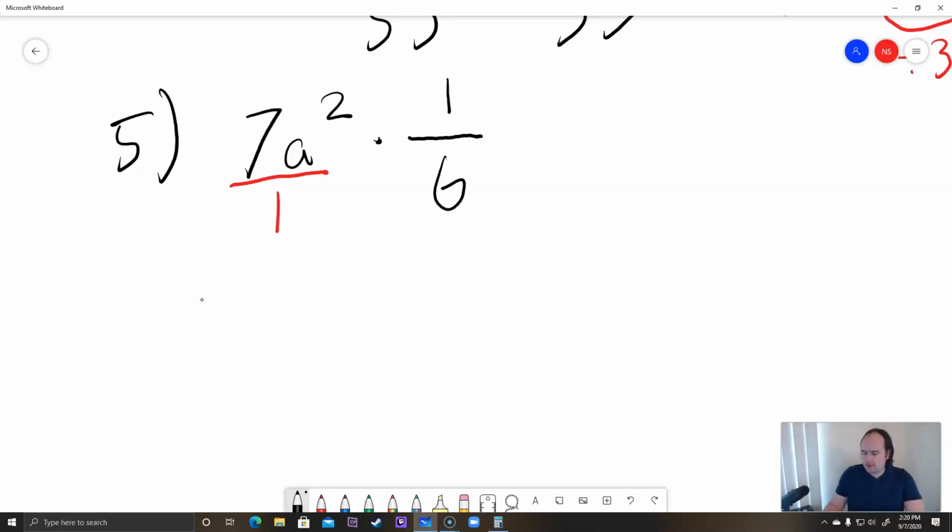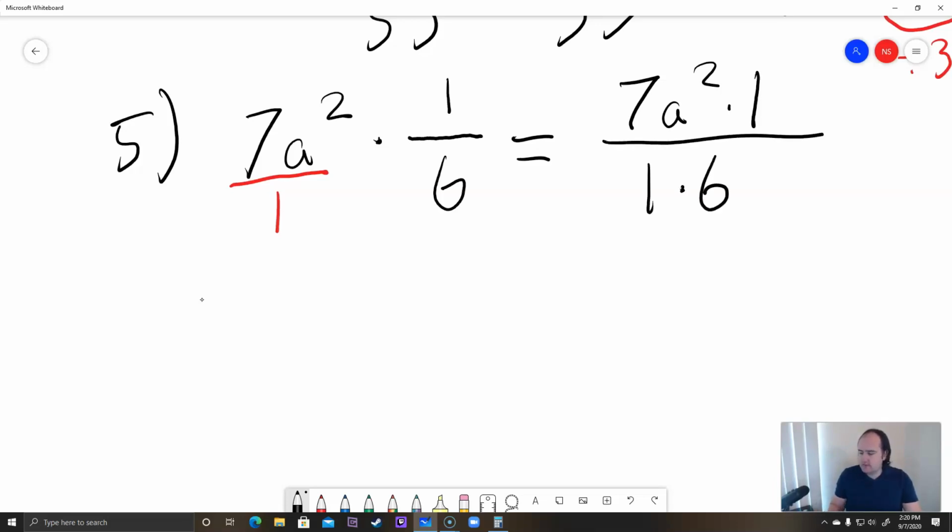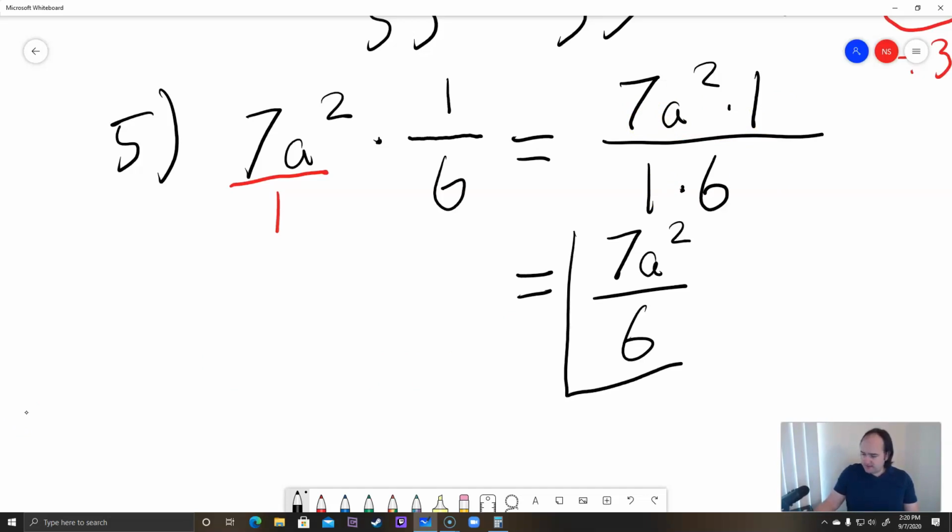Once you know that trick, the rest of the problem is pretty easy. So how do we multiply fractions? Straight across. On the top we get 7a squared times 1, and on the bottom we get 1 times 6. There aren't really any common factors here, because 6 is 2 and 3, and 7 is just 7. So we multiply it out, and our answer is 7a squared over 6.